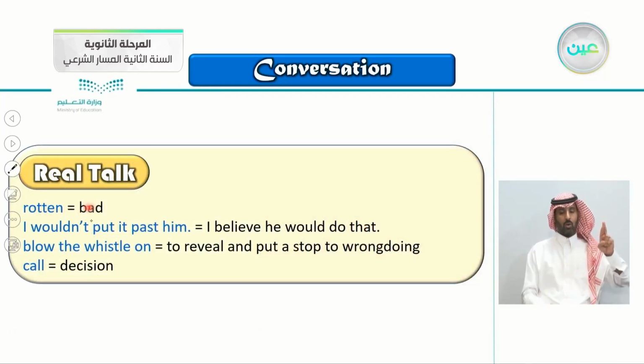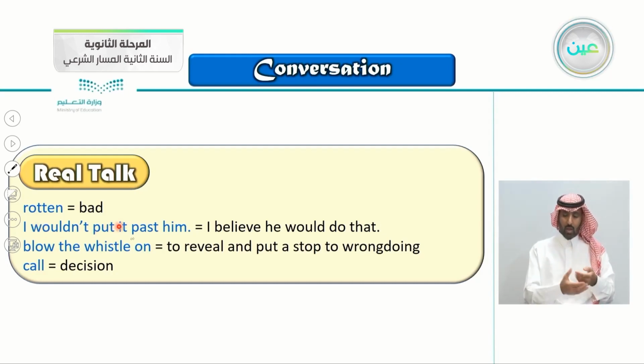Rotten means bad. When he said he put you in a rotten position, I wouldn't put it past him. When he asked, do you think that he had stolen something from the cash register, he said, I wouldn't put it past him. I believe he would do that. When you say, I wouldn't put it past him, it means that you believe that he would do that. Yes. Blow the whistle on him, to blow the whistle, to reveal and put a stop to wrongdoing.